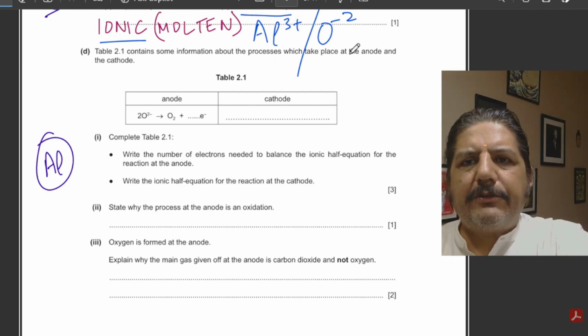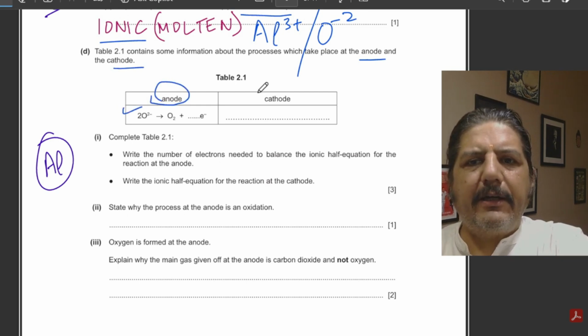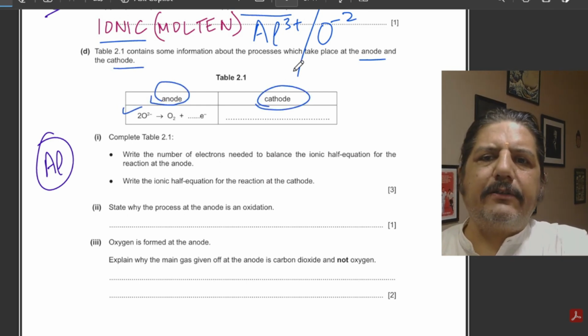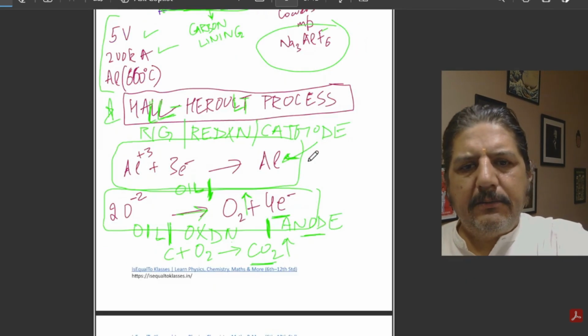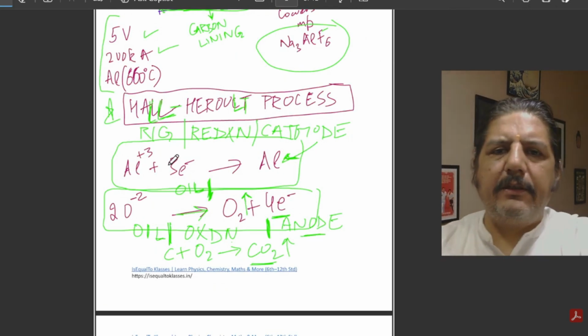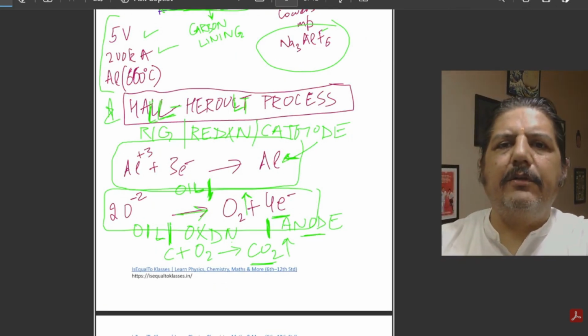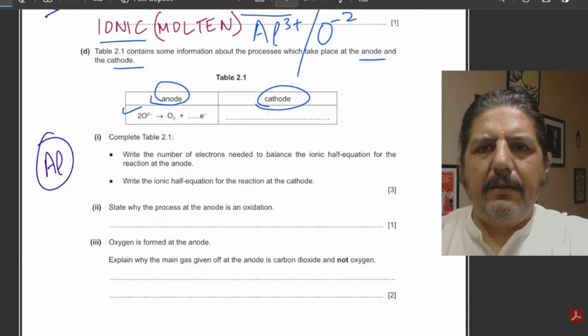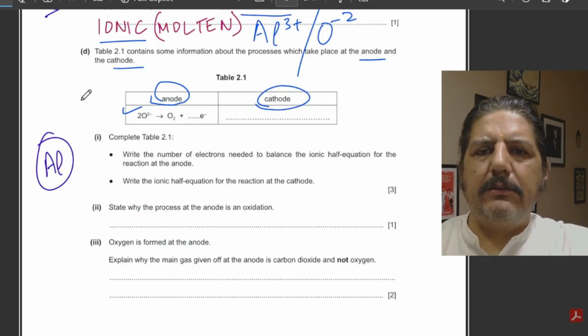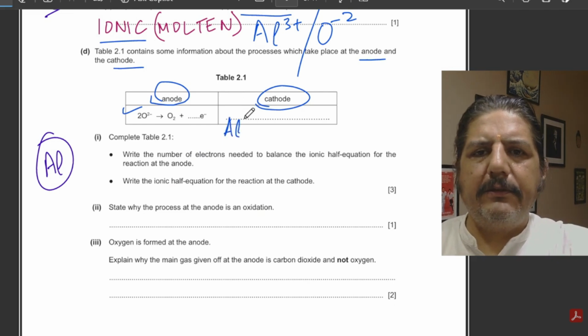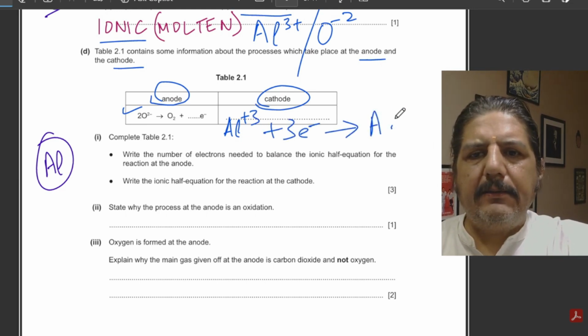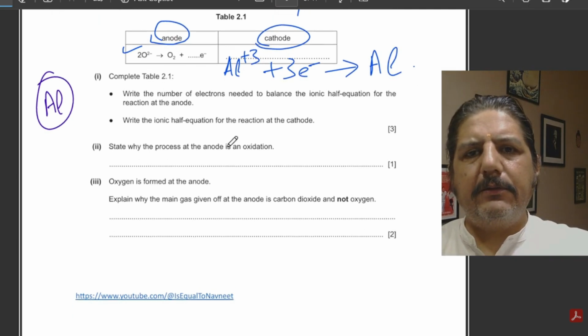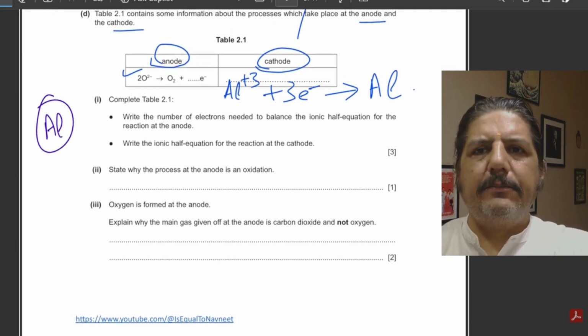This contains information about the process which takes place at the anode and the cathode. So this is a reaction which is happening at the anode, and at the cathode we understand that this is a reaction where Al3+ plus 3 electrons forms aluminium. This is a reaction which will be happening here: Al3+ accepts 3 electrons to form Al. Now, if you see, there's a mismatch. Okay, so I'll balance this.